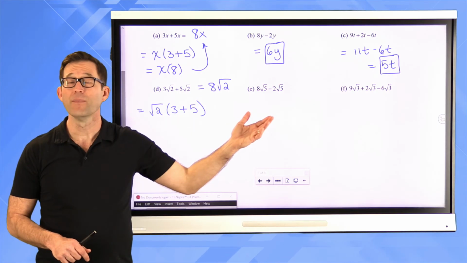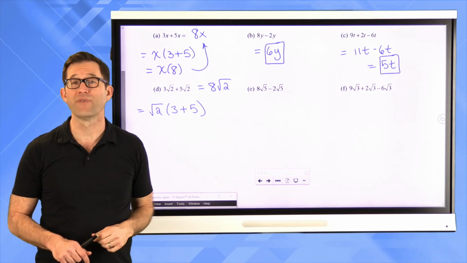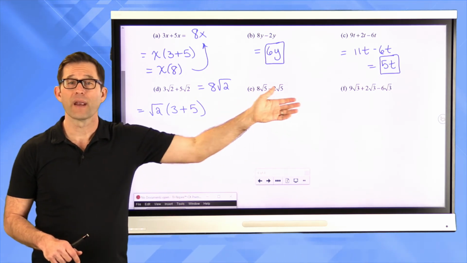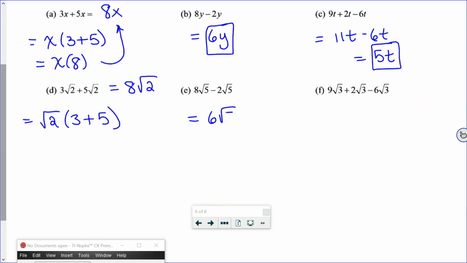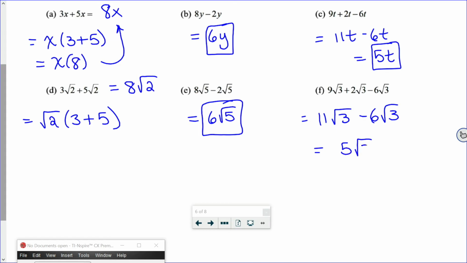Well, in letter E, I'm just keeping track of how many square roots of 5 I have. If I've got 8 of them and I subtract 2 of them, then I must have 6 of them. Likewise, here I'm keeping track of how many root 3's I have. If I have 9 plus 2 of them, I get 11 of them. And then I'm going to subtract off 6 of them. So at the end of it all, I have 5 root 3's.